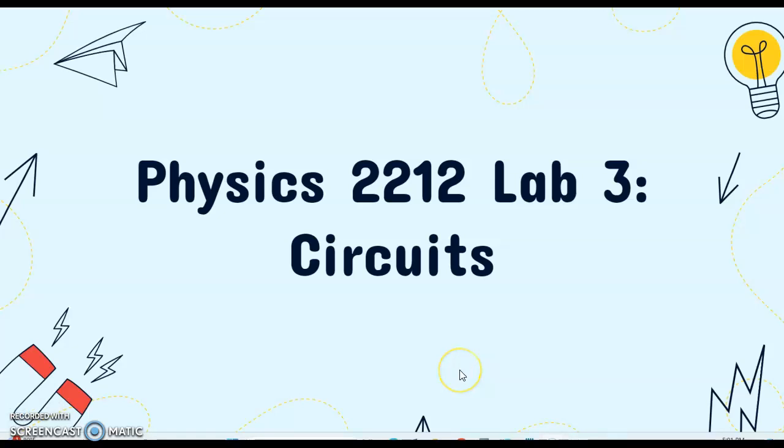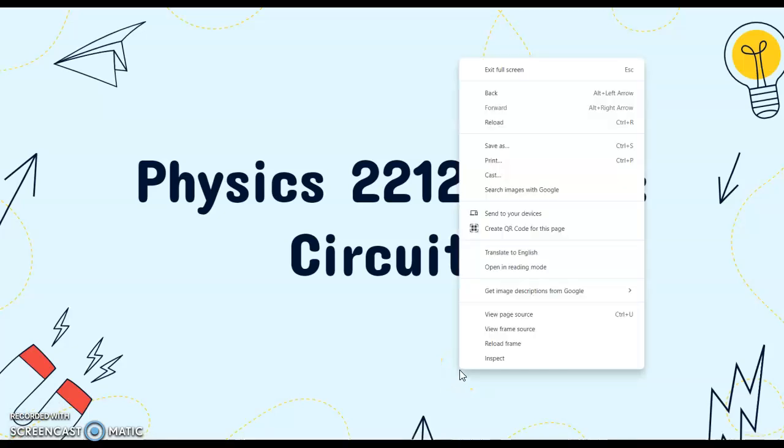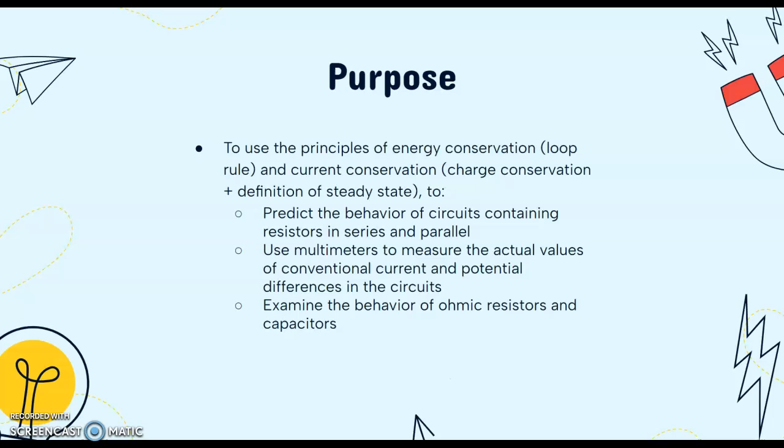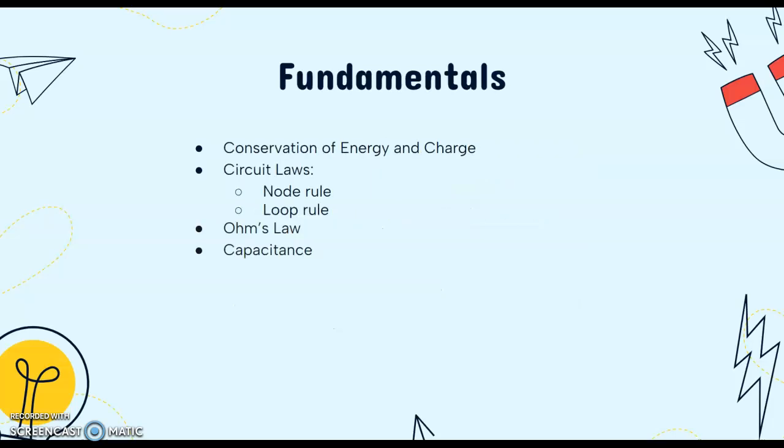This is my Lab 3 report for circuits. The purpose of this lab is to use the principles of energy conservation and current conservation to predict the behavior of circuits containing resistors in series and parallel, to use multimeters to measure the actual values of conventional current and potential differences in the circuits, and to examine the behavior of ohmic resistors and capacitors.